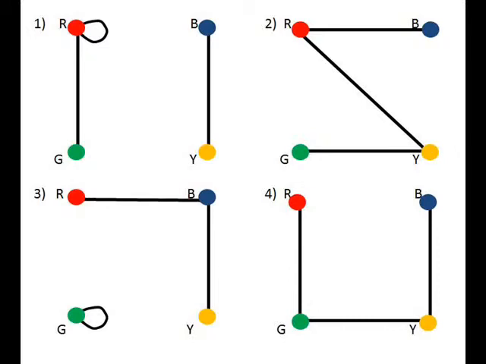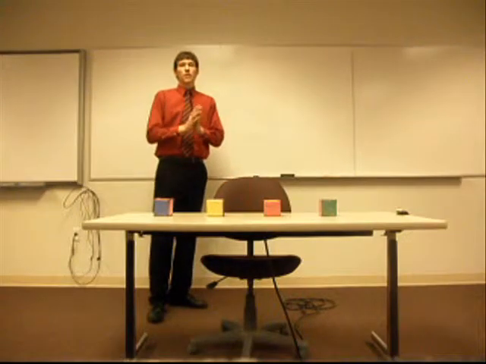And then the second cube is yellow opposite green, blue opposite red, and red opposite yellow. The third cube is red opposite blue, green opposite green, and yellow opposite blue. And finally, the last cube is green opposite yellow, green opposite red, and blue opposite yellow. So those are our 4 graphs.